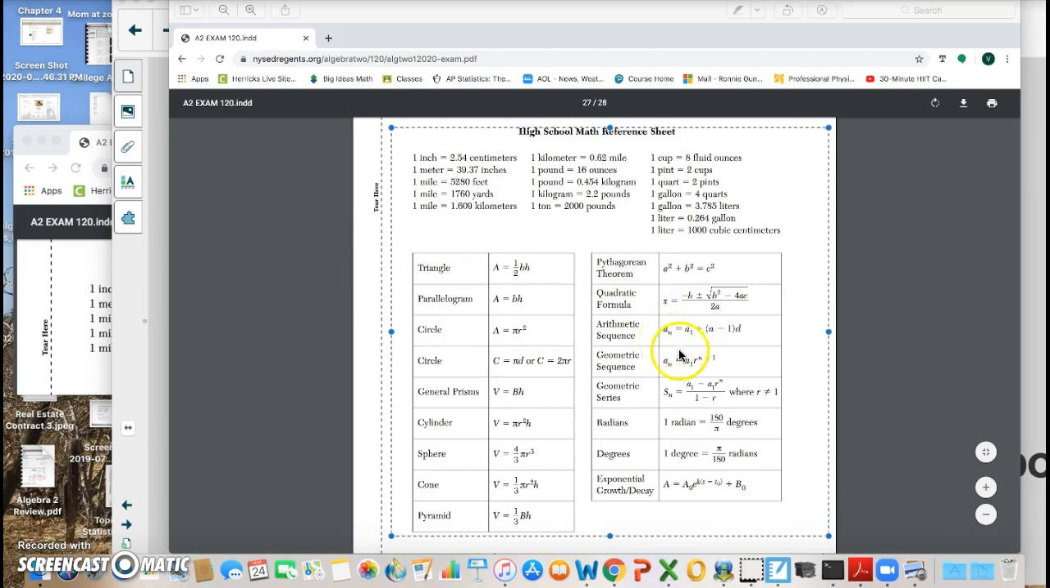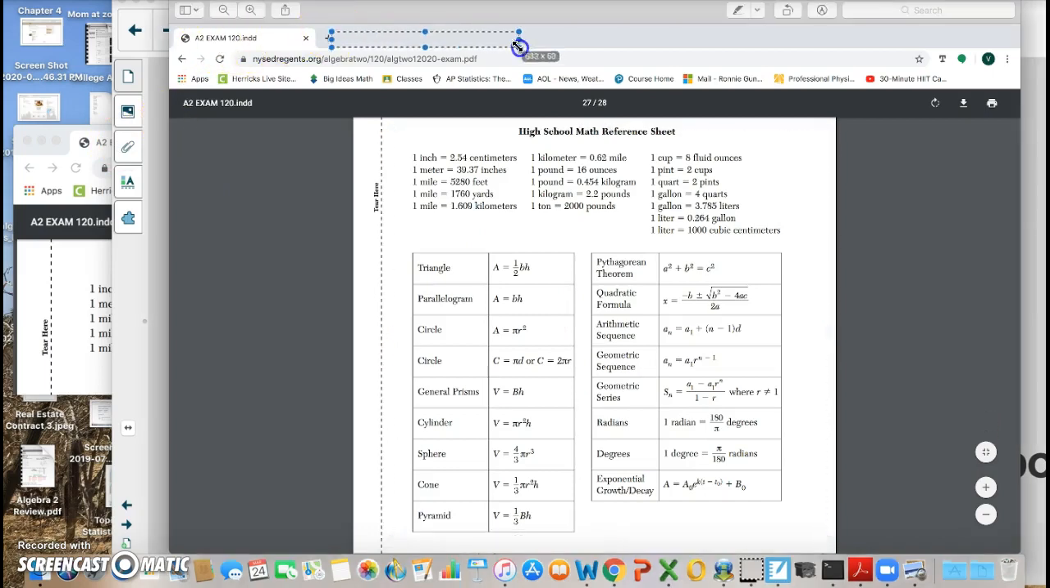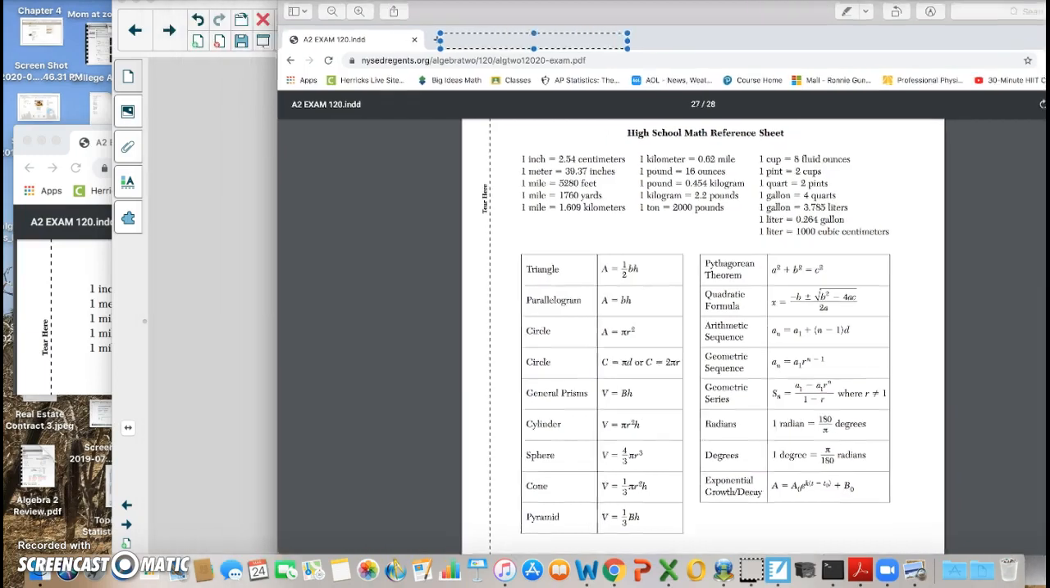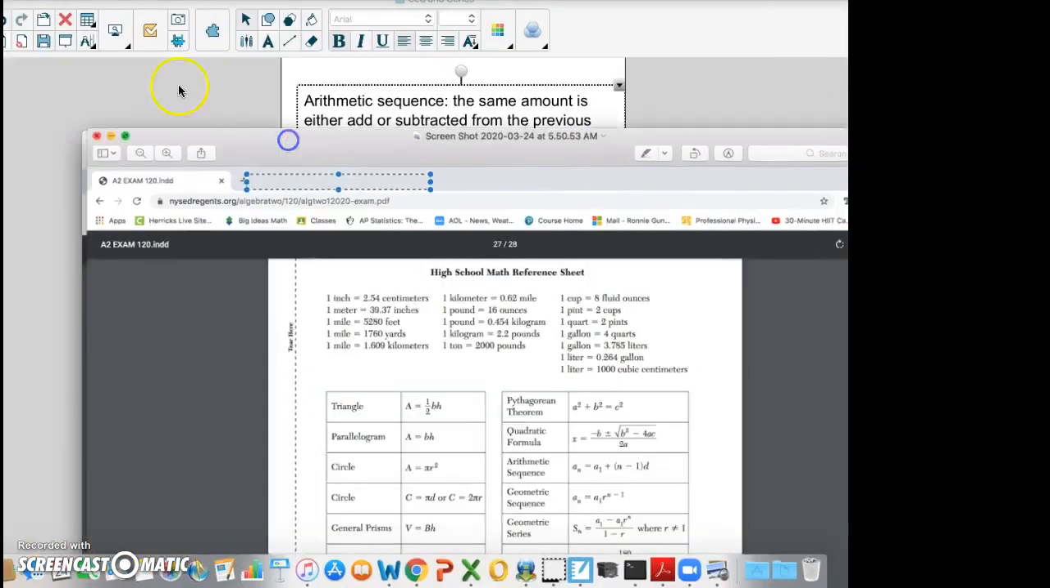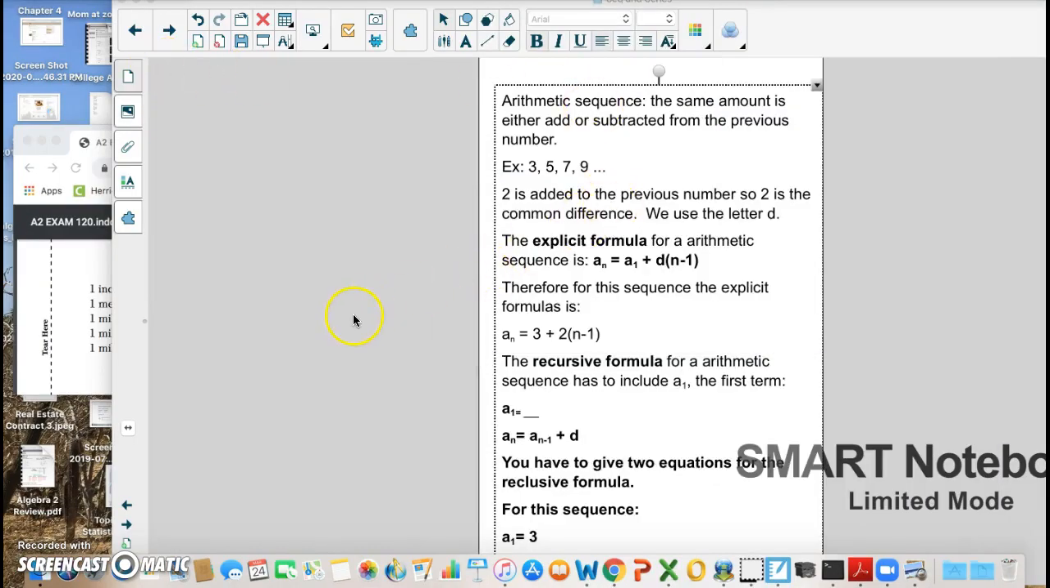So what we're going to focus on is the arithmetic and geometric sequences and the geometric series. These three formulas are the three that will be on the sheet. But there are others you have to know. All right, so let's go to some notes. Okay, first, an arithmetic sequence.